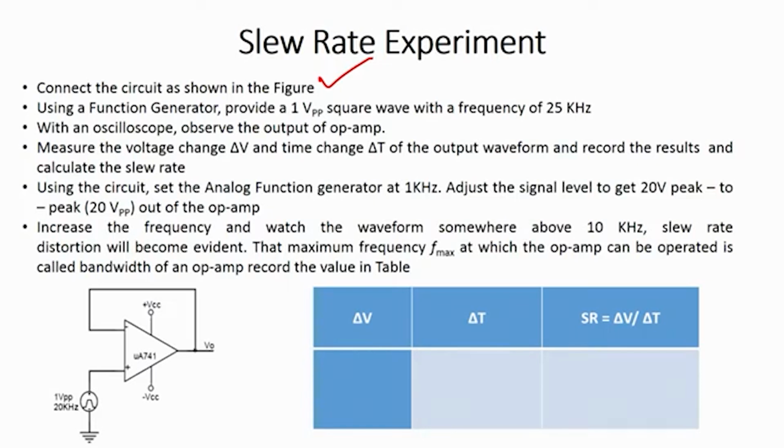So, first is connect the circuit as shown in the figure, using a function generator. Now, we have seen how the function generator is used, and we can apply a 1 volt peak to peak square wave. So, we will see in the experiment how we are applying a 1 volt peak to peak square wave at a frequency of 25 kilohertz. Let us keep the frequency at 25 kilohertz, alright.